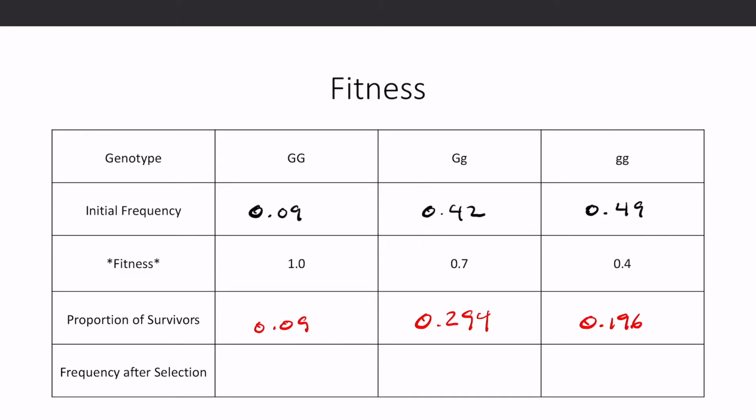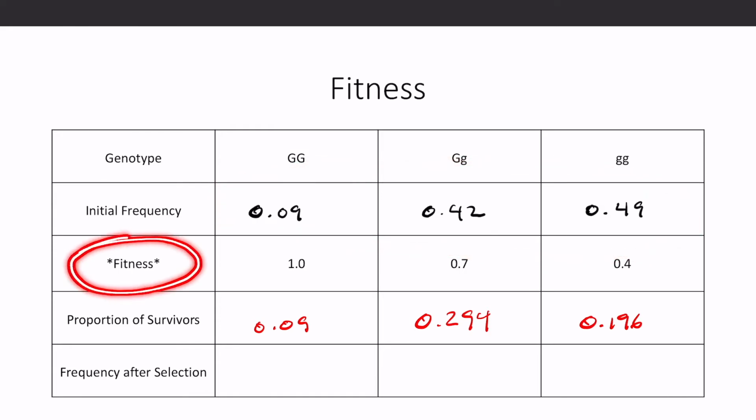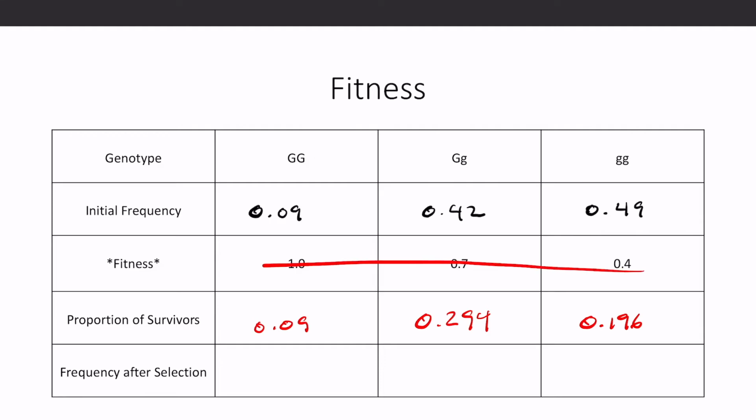So we write down the values of our initial frequency from the Hardy Weinberg equilibrium. So that's these values over here. And then we have this fitness value, which I created. And as you can see, the trend is actually going to appear this way towards the green phenotype of goldfish. And basically what we're going to do is multiply these two together, our initial frequency and fitness, in order to get our proportion of survivors value.